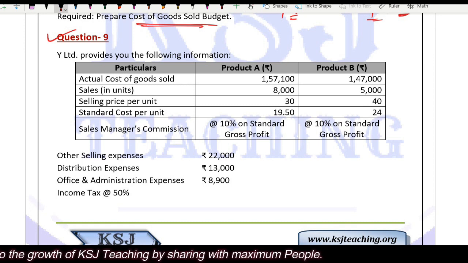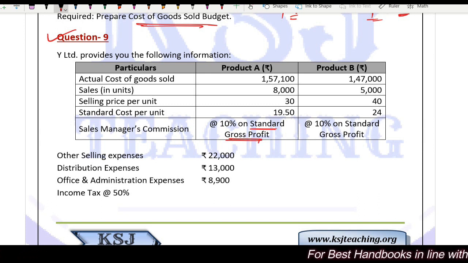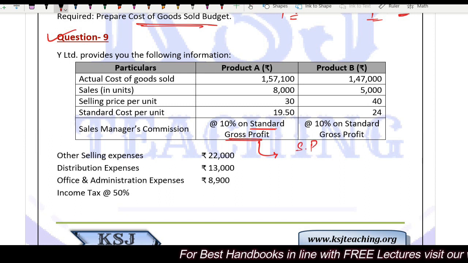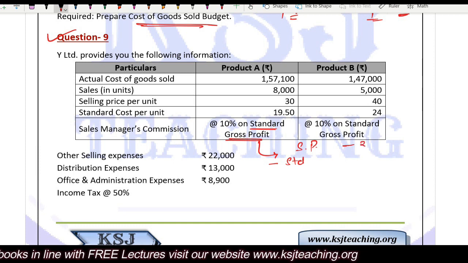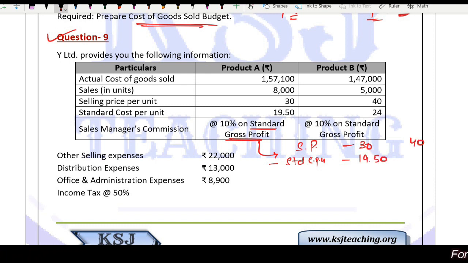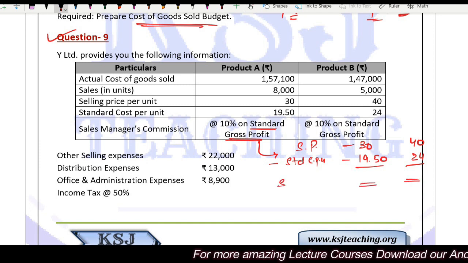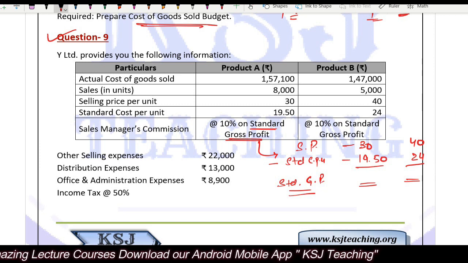Now, what is the standard gross profit, sir? What is this term used, standard gross profit? It is nothing but gross profit, which is selling price minus standard cost per unit. Selling price is 30 minus standard cost per unit, that is 19.5. In the other case, it is 40 minus 24. Whatever you will get is your standard GP, gross profit. Clear? This is standard gross profit.